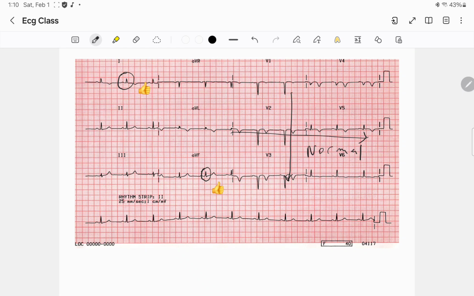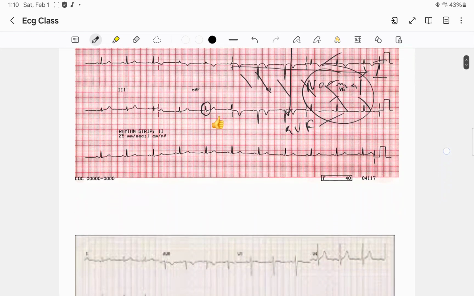All right, so lead 1 is positive, so it's got to be somewhere over here. Lead AVF is positive, right? So that means it's got to be somewhere down here, and this is the overlap. All right, so 2 thumbs up, that's positive, and that's normal. Okay, next example.